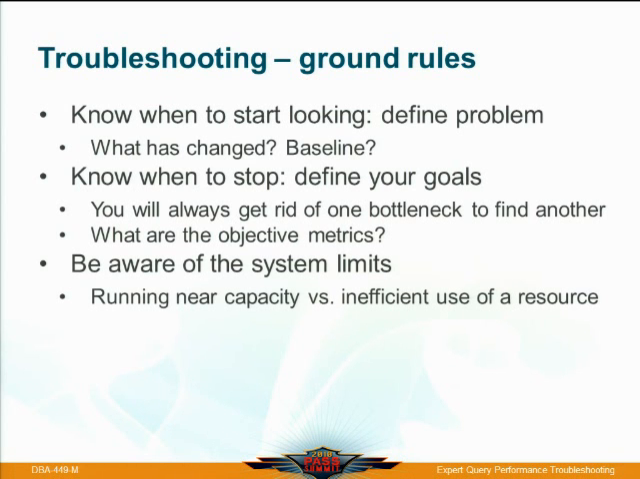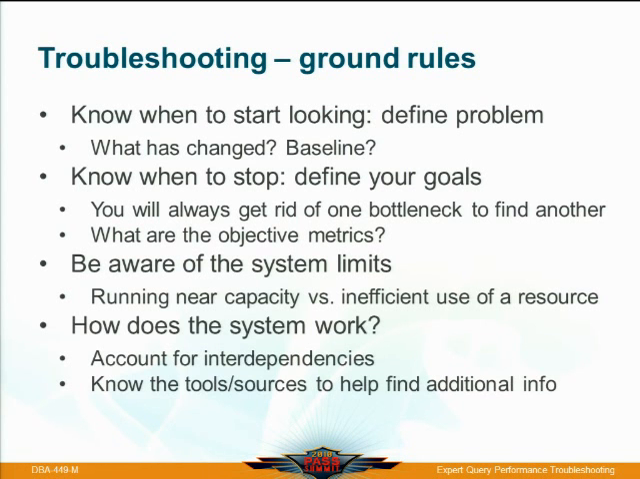One of the things we often see when people debug problems is that people sometimes run into the system limits, as opposed to having a particular resource bottleneck or a particular inefficient use of the resource. In this case, you need to be aware of what your system is capable of in the first place. Understanding how the system works helps you understand what interdependencies you're going to see. And usually, if you're looking at a problem, most likely the cause of that problem is somewhere far before the symptoms you're actually observing. And obviously knowing the tools and sources of information helps you understand the problem faster and better.